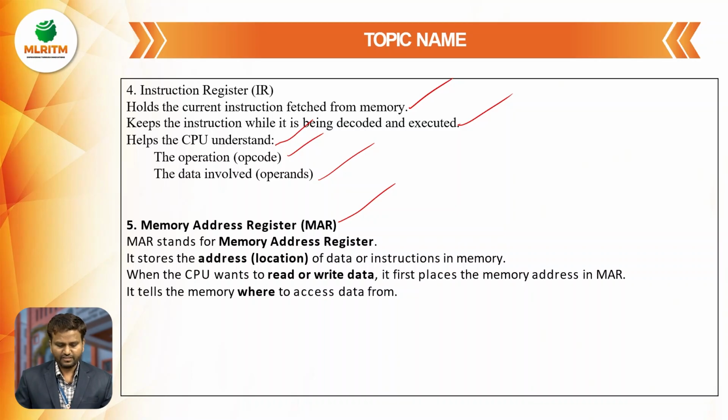It stores the address and location of the data and instructions in memory. Whenever instructions are executed, the data will be stored in memory, and the address will be stored in the memory address register. When the CPU wants to read and write data, it first places the memory address in MAR.